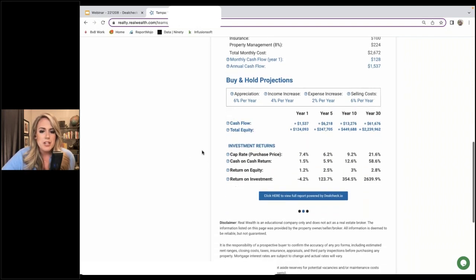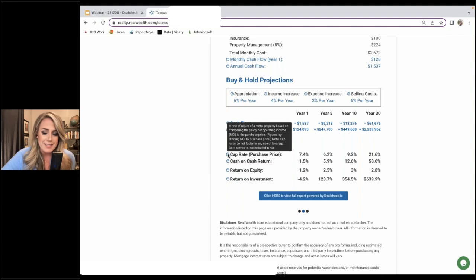Then we have cherry-picked some specific metrics that are, I think, the most common for investors to look at when looking at a property. The first one is the cap rate. This one is used a lot to analyze commercial property. I honestly don't love looking at cap rates to look at residential property because it doesn't factor in your debt service. So a cap rate is just looking truly at the net operating income relative to the full purchase price of the property.